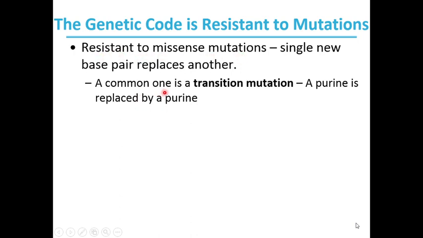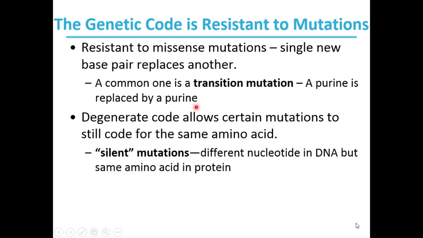A common one is a transition mutation, in which a purine is replaced by a purine. The degenerate code also allows certain mutations to still code for the same amino acid, in the case of silent mutations, where there is a different nucleotide in DNA but the same amino acid in the protein.